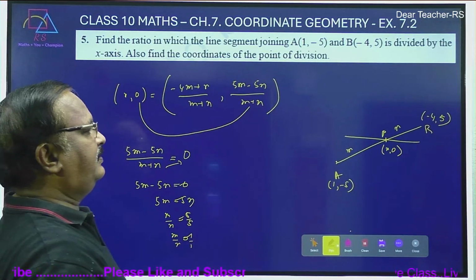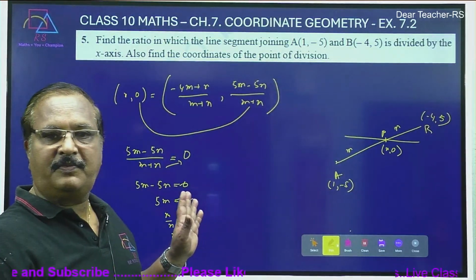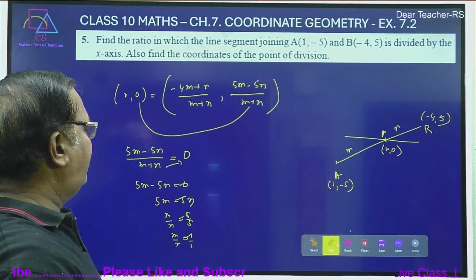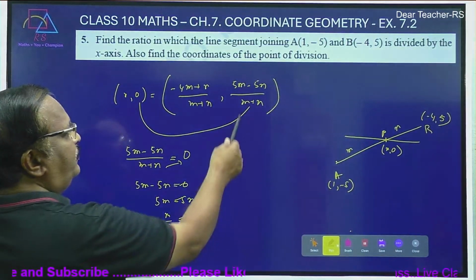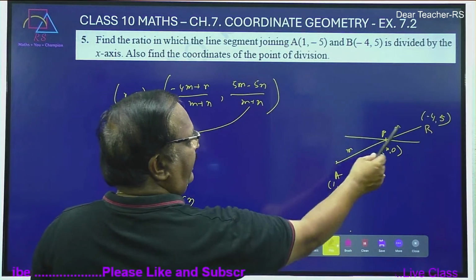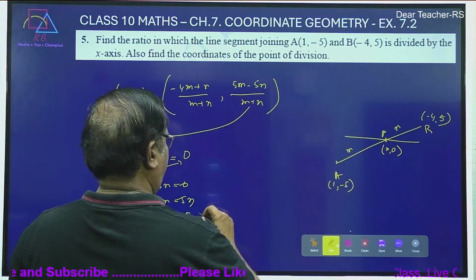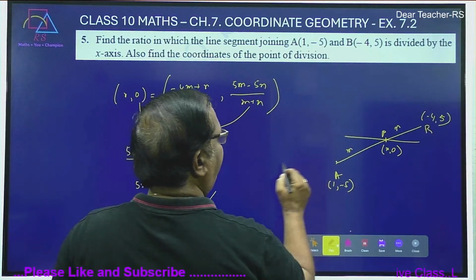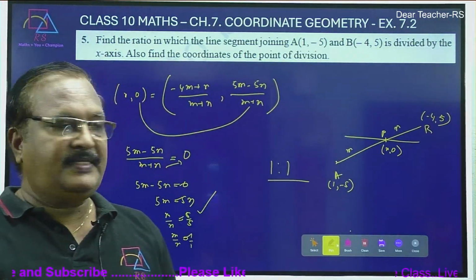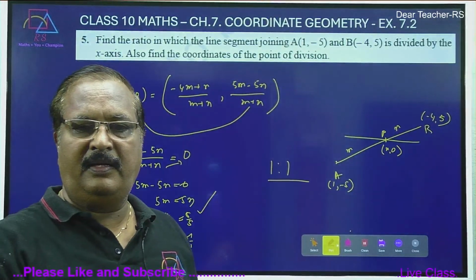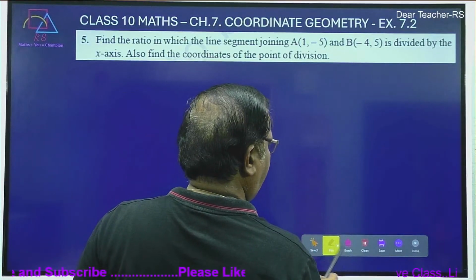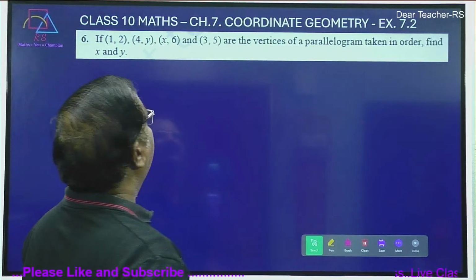That means midpoint. So I have got a doubt, because P is the midpoint I got. Let me check it one more time. So if we check only the y coordinate, it works out. m into 5, 5m, n into minus 5, minus 5. Yeah, it is correct. So it is dividing in the ratio 1 is to 1. Okay. So this is another question, question number 5. Let me clean it. Let me go to another question, right?